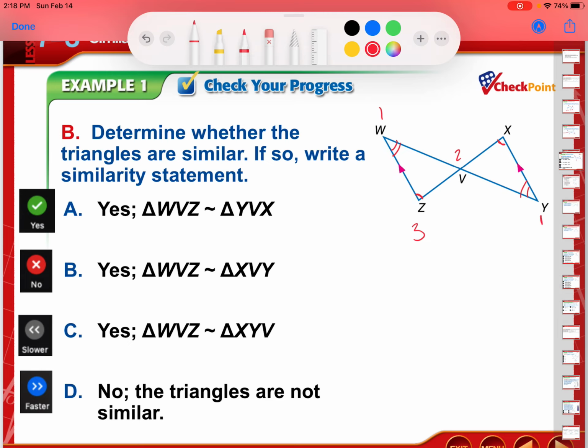So this would be our first one. Our second one would be V, and then our third one would be X. So what I'm doing when I'm labeling these is I'm trying to keep them in the same order to make my life easier. So they go W, V, Z. So 1, 2, 3, which means for our second triangle, we have to go 1, 2, 3 as well. So I'm going Y, V, X, which would be our first statement.